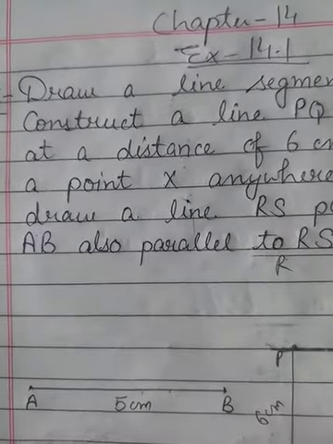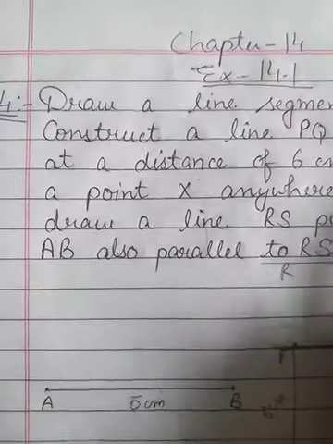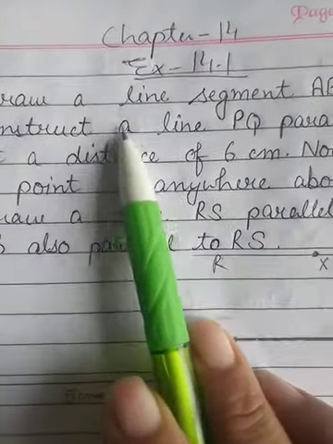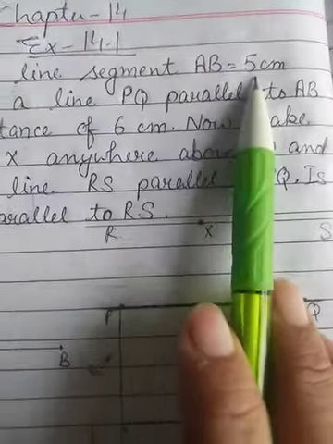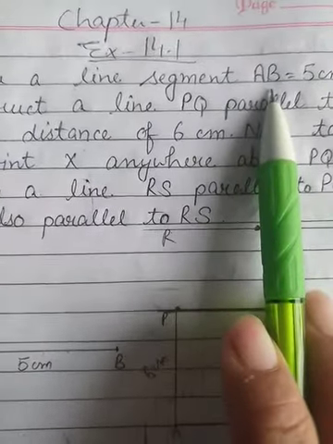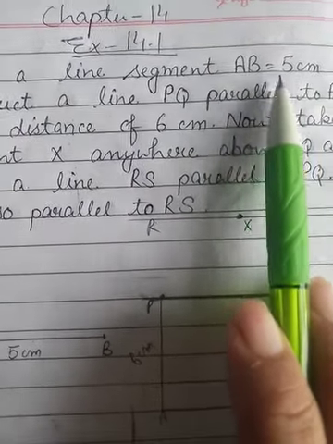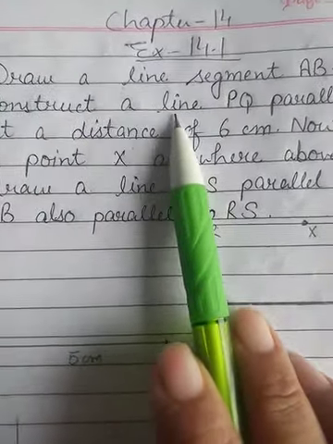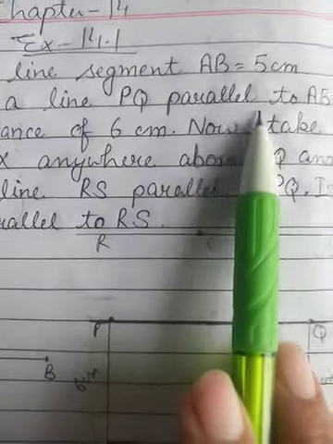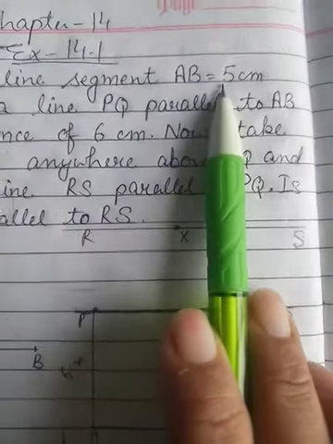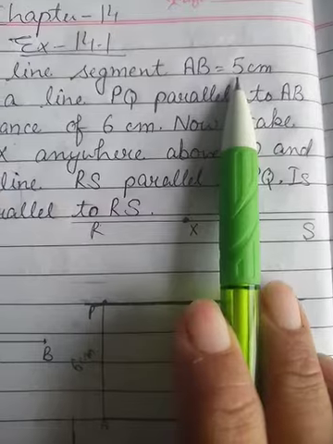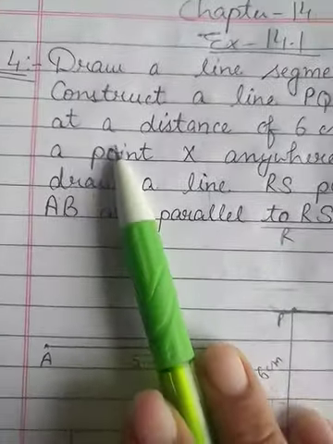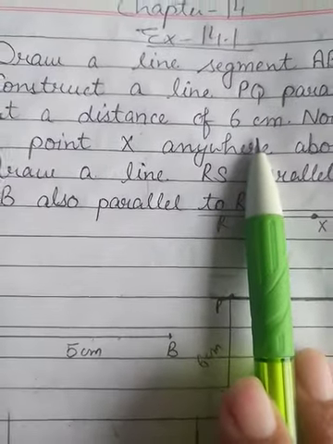So first of all, I am going to read the statement of this sum number 4. What we have to construct here is: draw a line segment AB. That line segment's name is AB and its length will be 5 centimeter. Then we need to construct a line PQ parallel to AB. So this will be the starting line. We have to draw one new line, PQ, which will be parallel to AB, and the distance of these two parallel lines should be 6 centimeter.